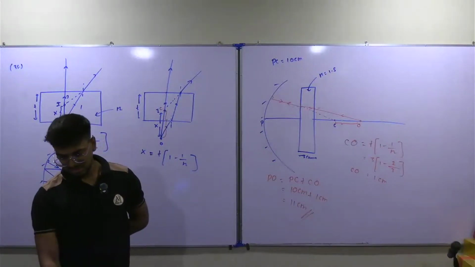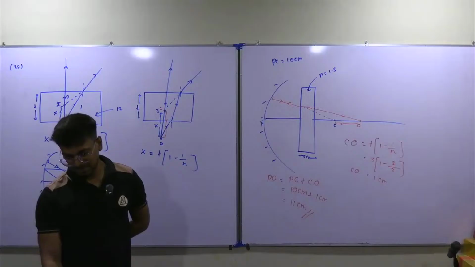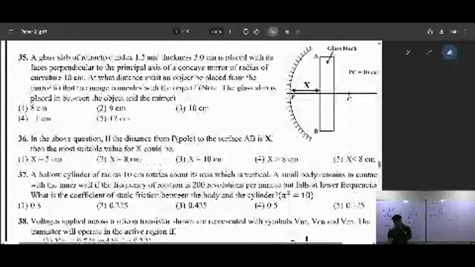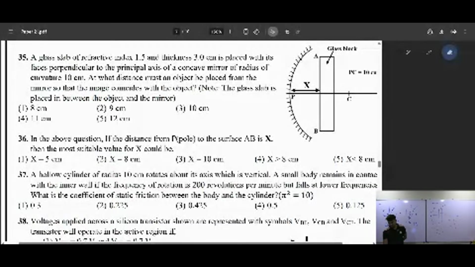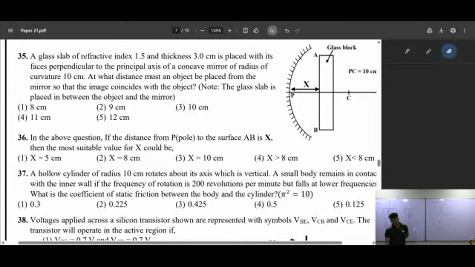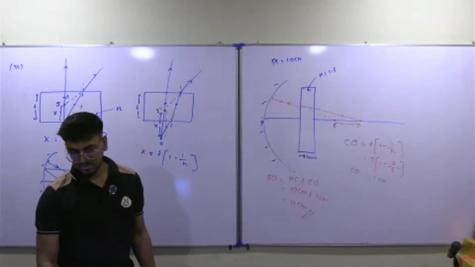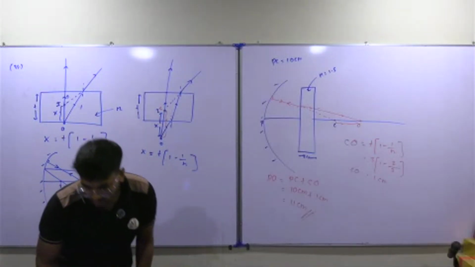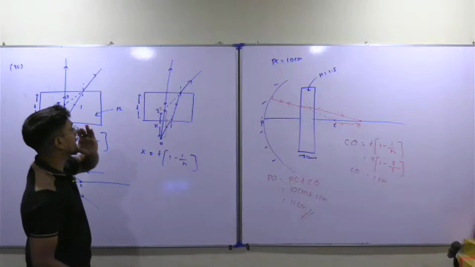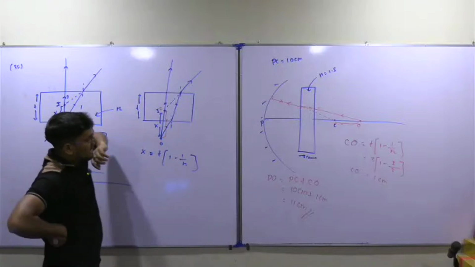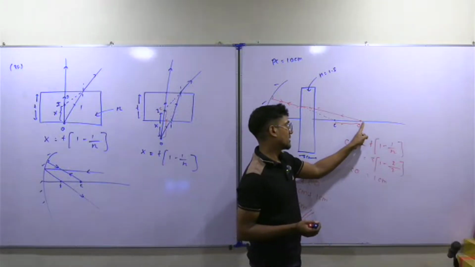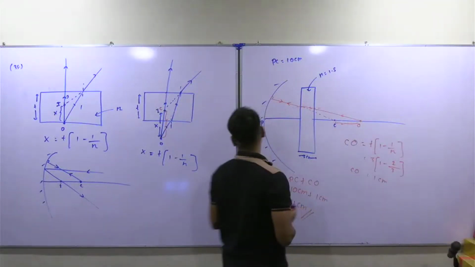We can do the next question, 36, which is also from the same question. The distance from the pole P to the surface AB is X. The most suitable value for X could be... Now, when you place the object at this point, we need to create the image at this point, right?